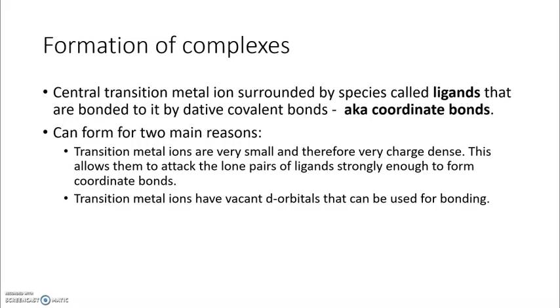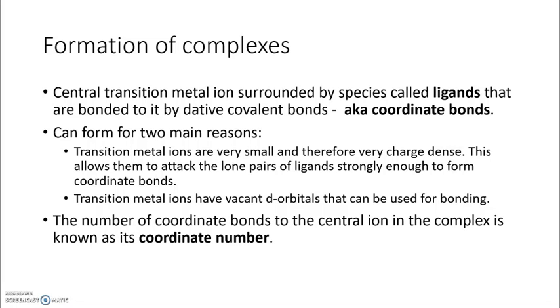The second reason why these complexes are able to form very effectively is because of the vacant d orbitals present in your transition metal ion, which give them space to essentially accommodate electrons being donated towards them in a coordinate bond.